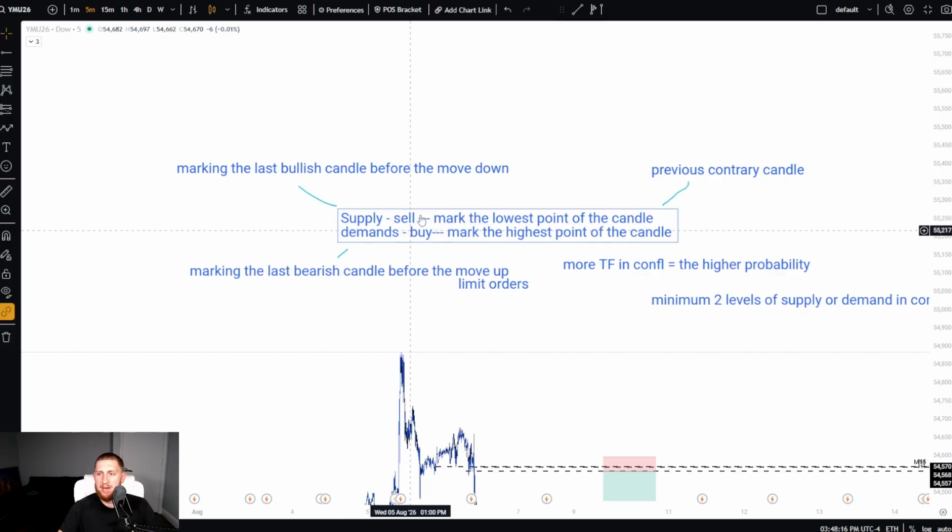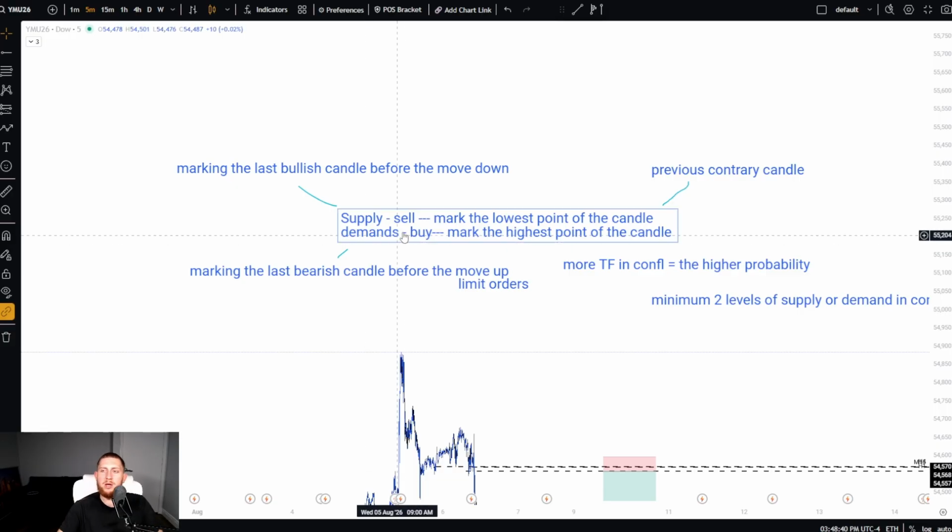Supply, you sell from. You're marking the lowest point possible of that candle. Now, remember, when I say the candle, I am talking about the previous contrary candle. So for a supply, you're marking the last bullish candle before the move down. That is your previous contrary candle. That last bullish candle before the move down is the previous contrary candle for a level of supply.